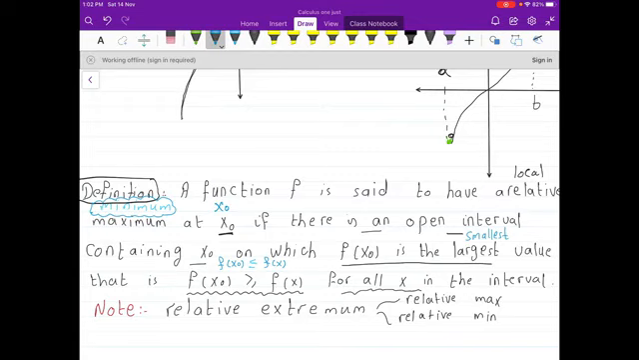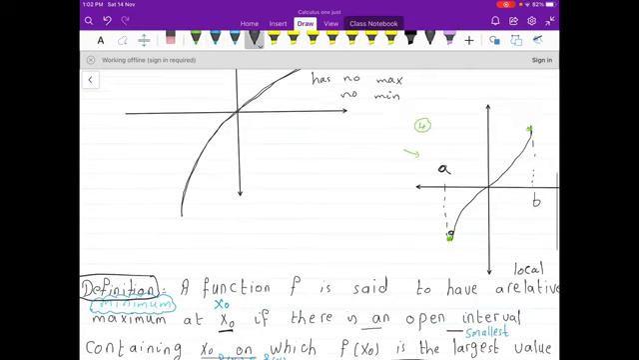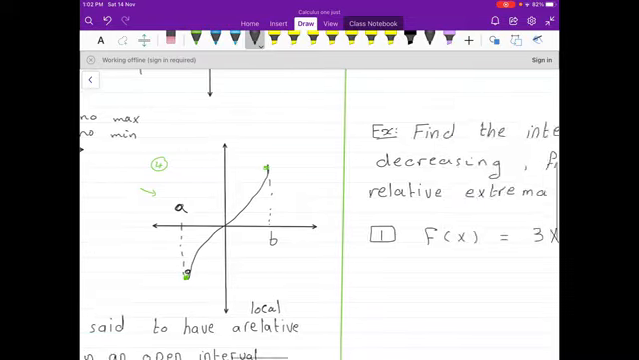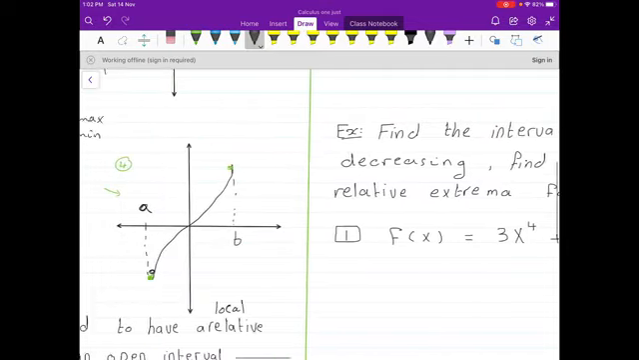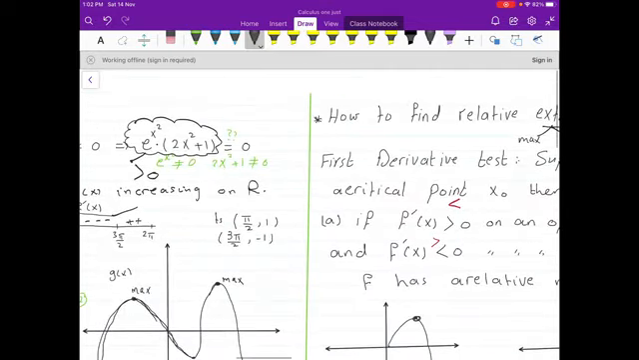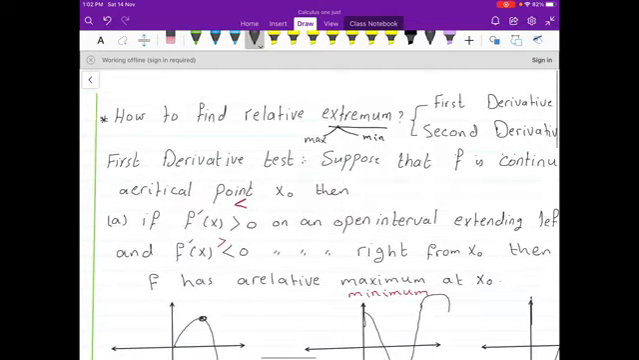Not relative extremum mean إما relative max or relative minimum. And sometimes instead of relative we say local extremum. That mean إما local max or minimum. Now our question, how to find a relative extremum. We have two methods.